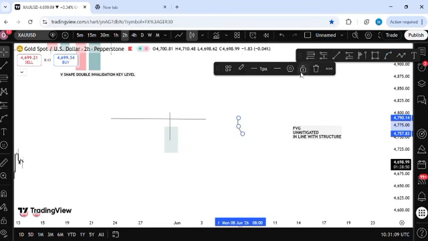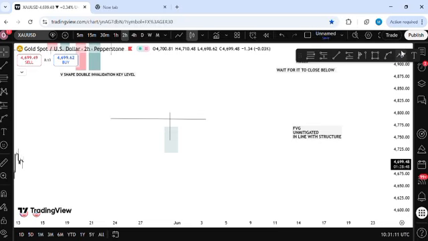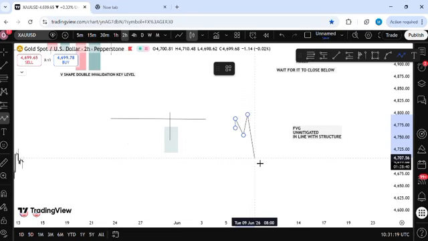Sorry, I used the wrong tool. This is what you are looking out for on your daily time frame. Something like this. A sweep and a break. Simple. A sweep and a break.